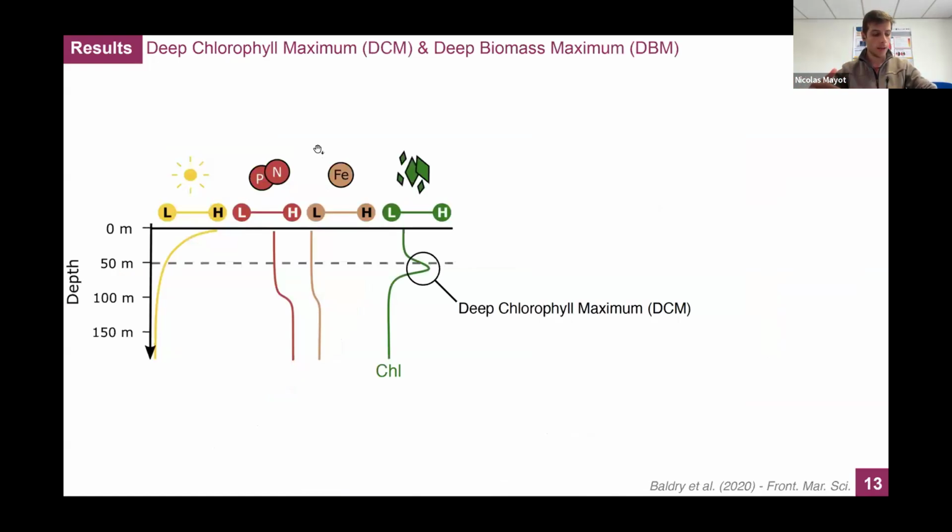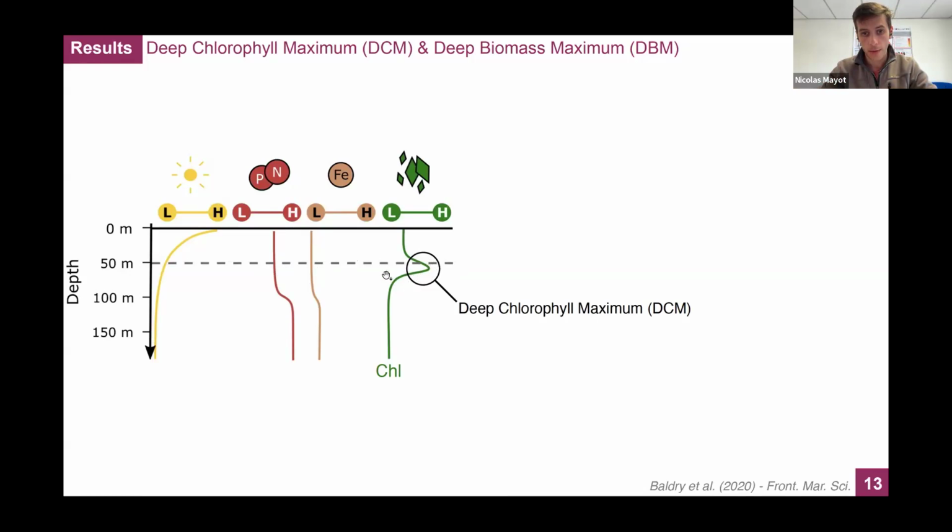Now, because we have information about what's going on at depth, we can also study some processes at depth, notably the appearance of what we call the deep chlorophyll maximum. Sometimes in the Southern Ocean, mostly during summertime, we have a deep chlorophyll maximum at depth. This is because the phytoplankton have to adapt to the fact that there is no more iron available in the surface layer, but there is more at depth.